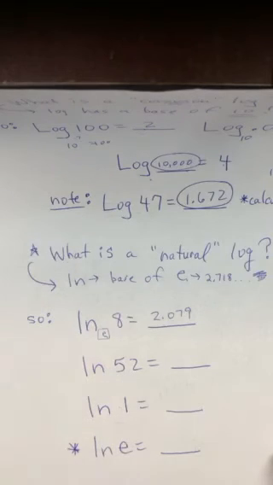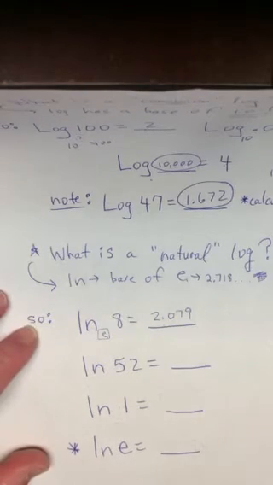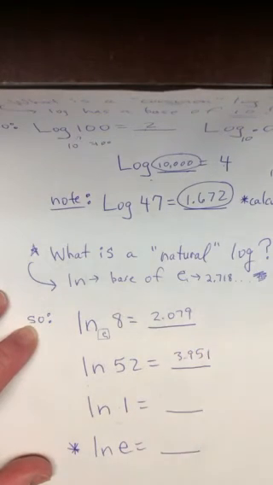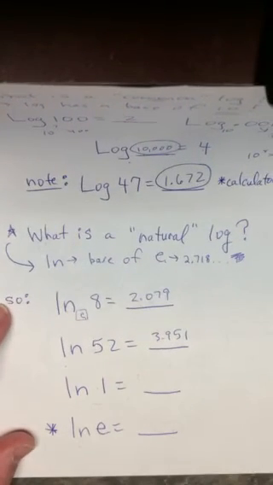So we're literally practicing one more on our calculator here. If I said, what's the ln of 52? What's the natural log of 52? You hit ln 52, hit enter. 3.951 is what my calculator says. 3 decimal places on logarithms.